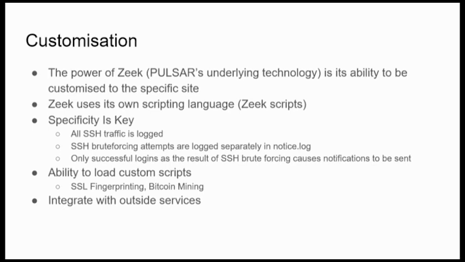When setting this up, specificity is a really important factor. So for example, you can say that all SSH traffic should be logged, but SSH brute forcing attempts should be logged into a separate log. And then you can say that you only want alerts to be sent about the SSH brute forcing attempts that are successful. That way we're not spamming analysts with alerts that you really can't act upon.